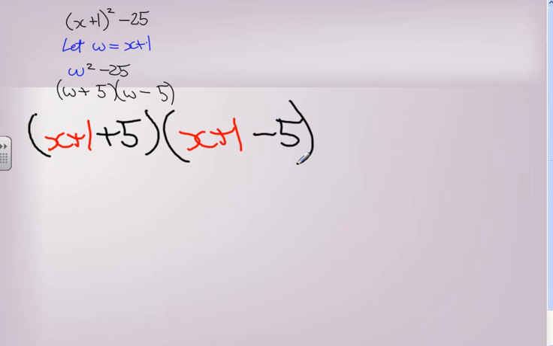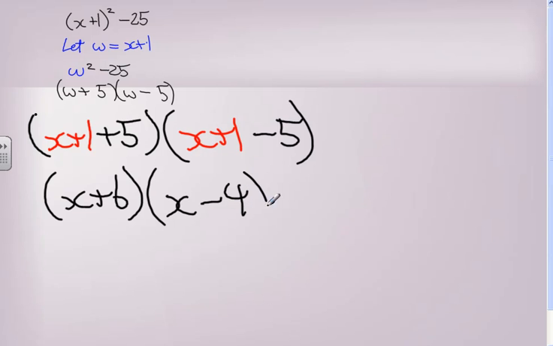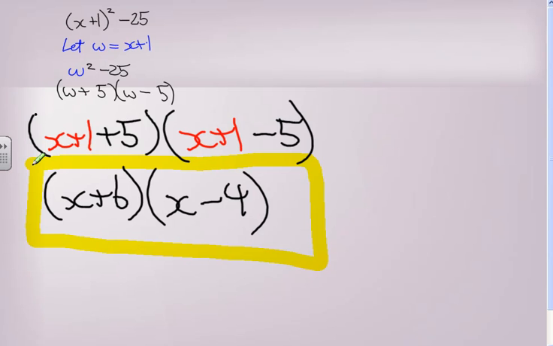I can combine like terms in each one. So now I have x plus 6. So 1 plus 5 gives me 6. And on the other side, 1 minus 5 gives me x minus 4. There's my answer.